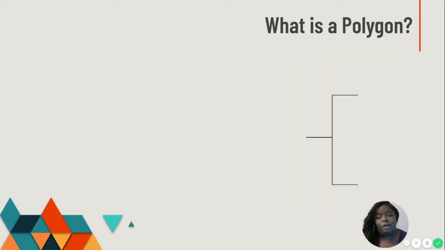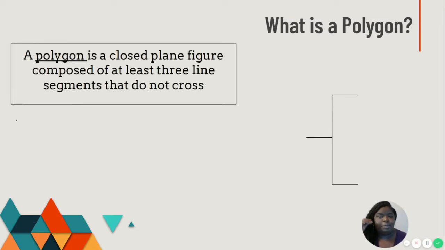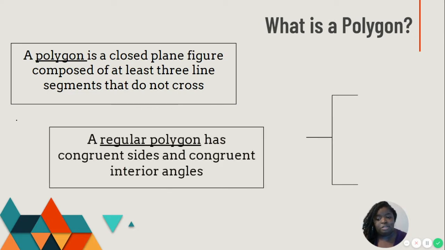Now that we've gone over the definition of what a polygon is, we're going to give it an abstract meaning. Like we said, a polygon is a figure that has at least 3 line segments that do not cross. We have 2 different types: a regular polygon and an irregular polygon. In this lesson this week, we're going to really focus on regular polygons. A regular polygon has congruent sides and congruent angles, so everything is the same.